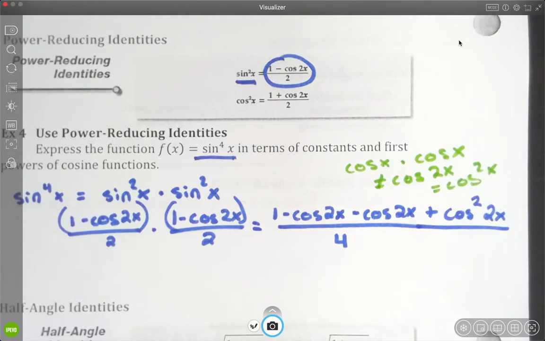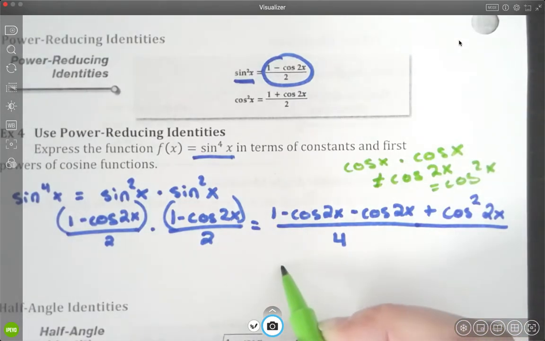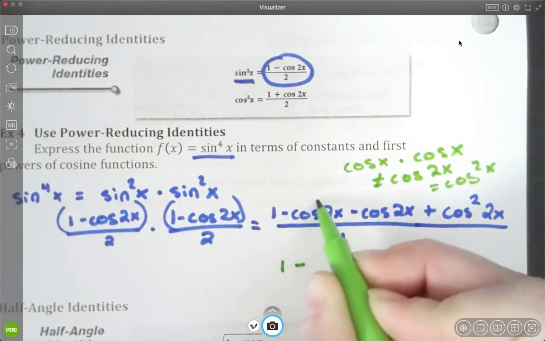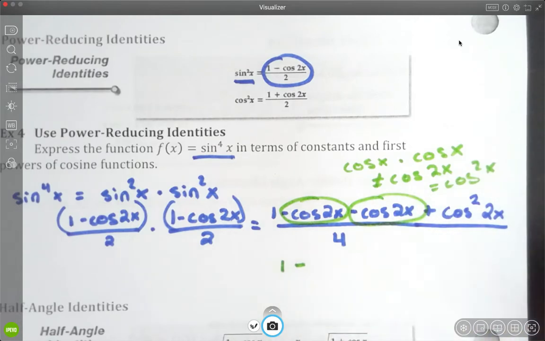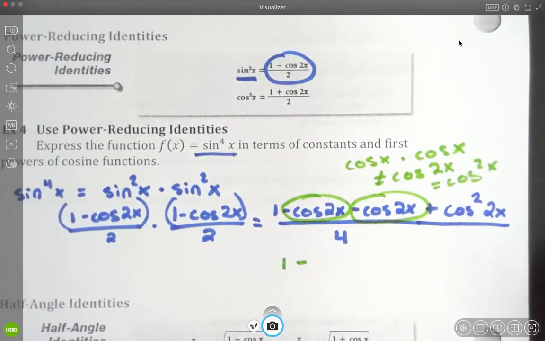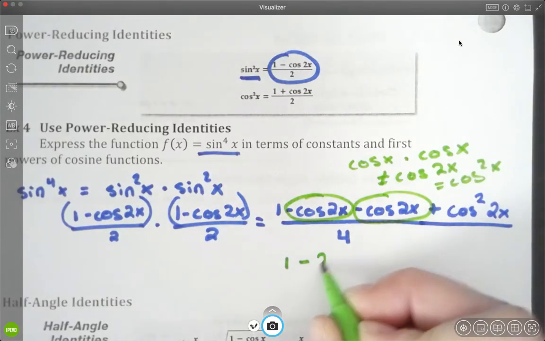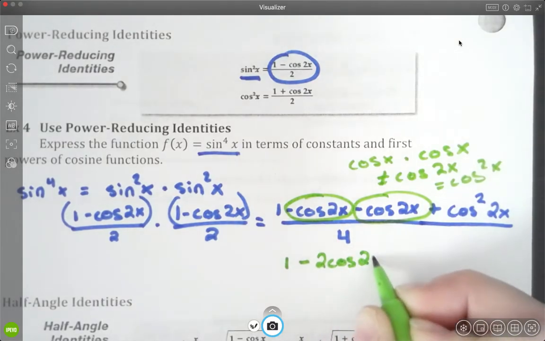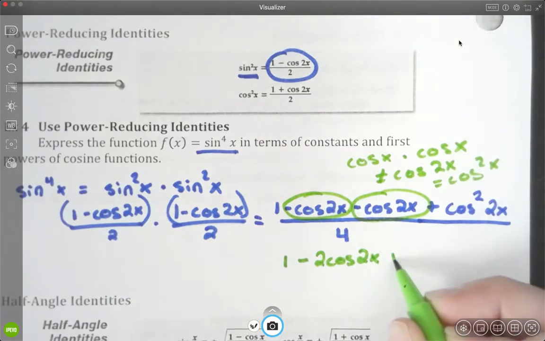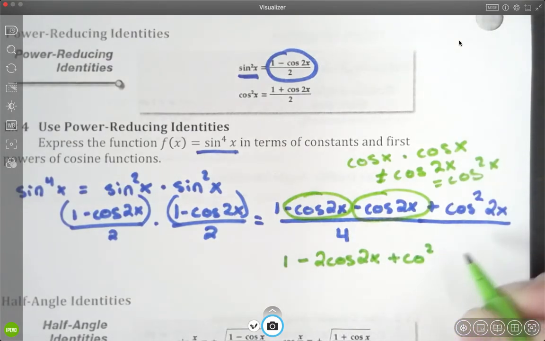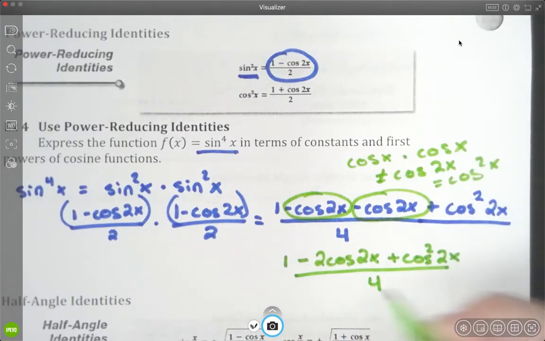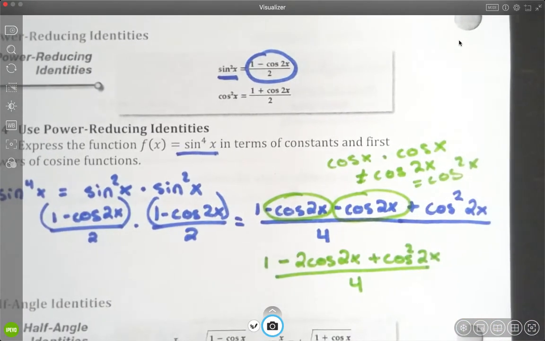Okay, so now we can put stuff together a little bit. 1 minus, these 2 pieces are the same, and there are 2 of them. So what does that look like? 2 cosine 2x. There's 2 of them, so 2 out in front. Plus cosine squared 2x all over 4. Okay, what a stinky mess.